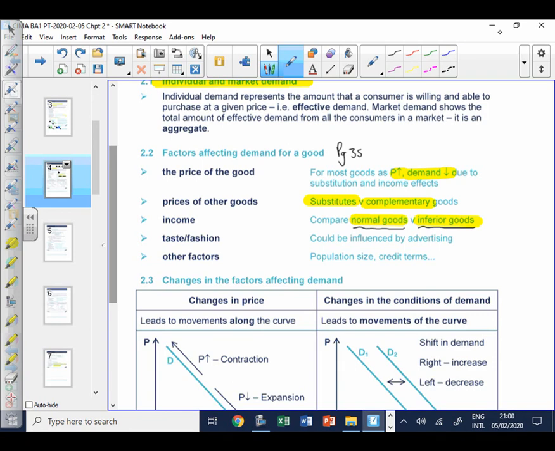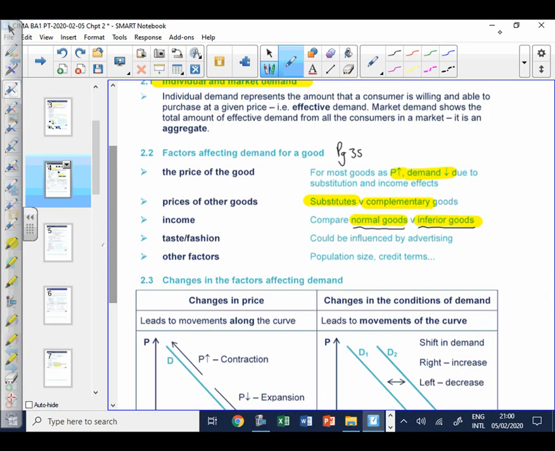Tastes and fashion, same sort of thing. Could be influenced by advertising. Hopefully not subliminal, just literally when a Coca-Cola ad comes on the TV, don't you get a craving for the Coke? I do, but anyway, that's just me. And when you watch cooking programs, don't you get hungry? It's the same sort of thing. It makes you want more. Other factors: population size, credit terms, and so on.